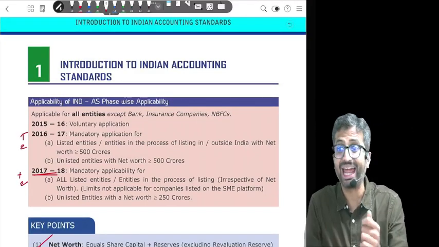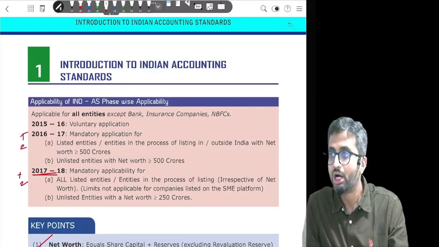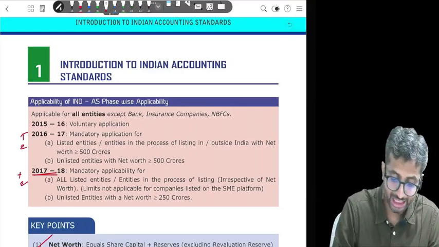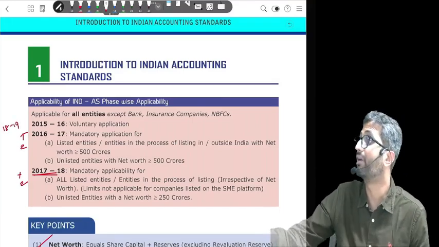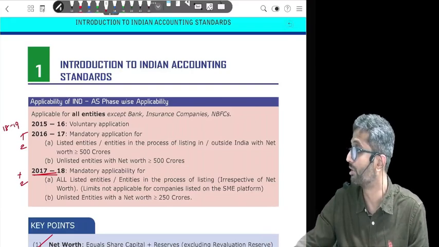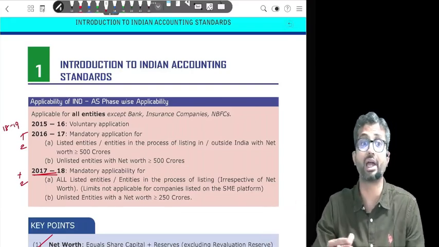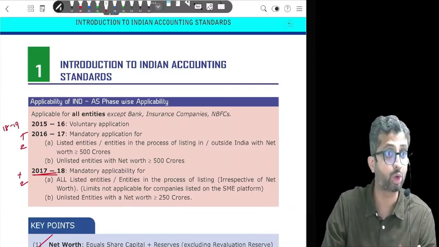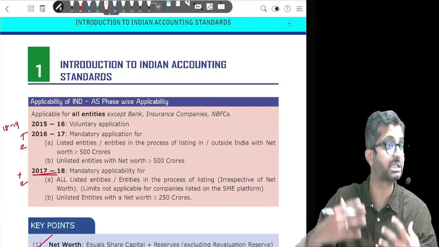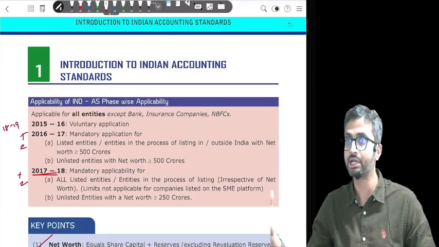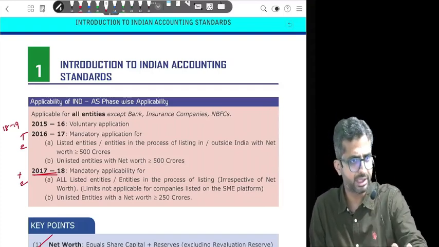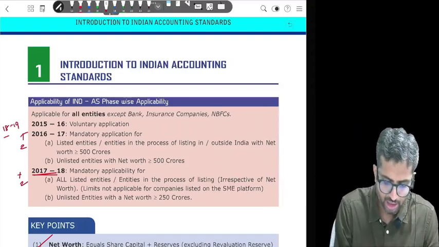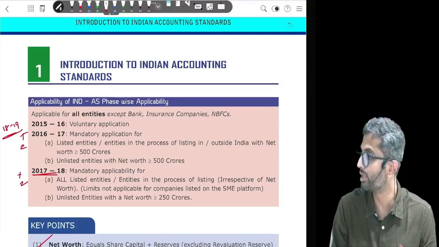So for an NBFC, in the year 2018-19, if my net worth is greater than 500 crores, or if I'm listed with net worth of more than 500 crores, like Manappuram Finance, Cholamandalam Finance, Muthoot Finance, these are big listed NBFCs, right? If my net worth is greater than 500 crores or if I am listed, then in the year 18-19 I will move to Ind AS.